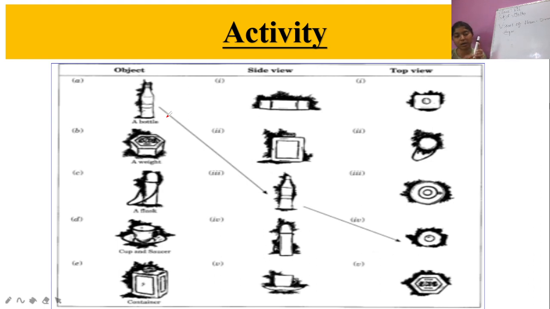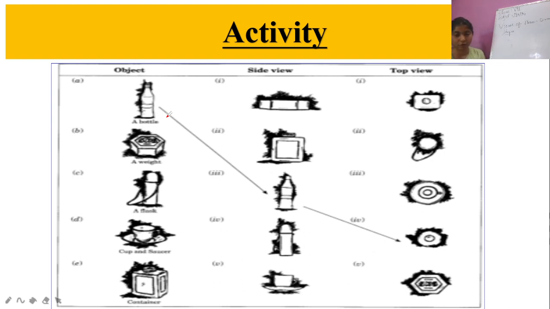So how will you come to know that? If a person is standing in front of it, this is the front view, this is the top one, and this is the bottom, okay? So you have to find out the top and the side views. Let's do it for this. Please pause the video and write down your answer.